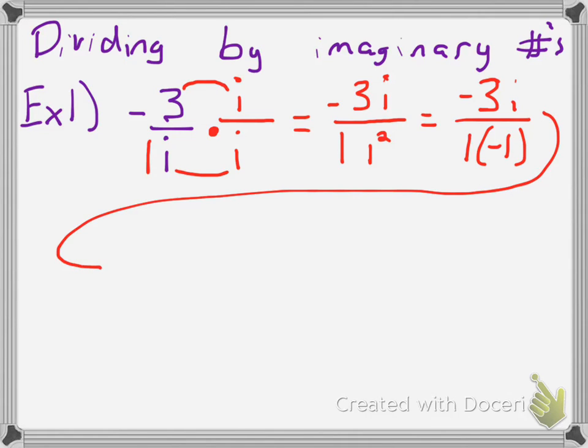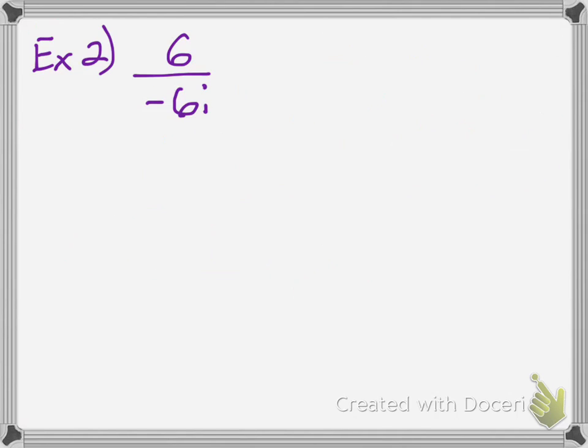Let's carry this down and keep it going. So we have negative 3i over 1 times negative 1, which is negative 1. And guys, what's the last thing we got to worry about? Negative 3 divided by negative 1, that is positive 3i. Alrighty, that's pretty much it. So let's go on to the next one and see what we're dealing with.